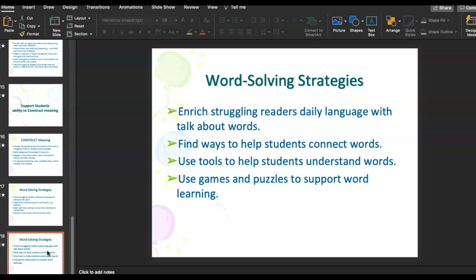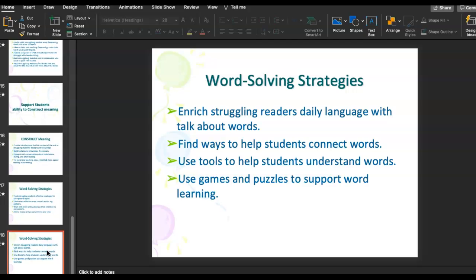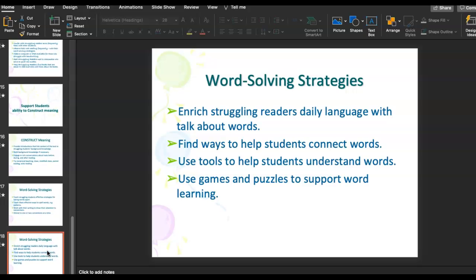Word solving strategies. As I said before, enrich their daily language with talk about words. Find ways to help students connect words. Show them those connections. It's not a deep, dark secret. Show them. Use tools to help them understand words, and use games and puzzles to support word learning.